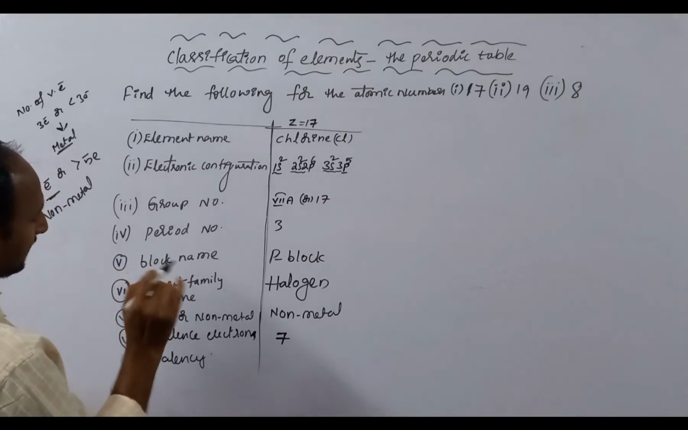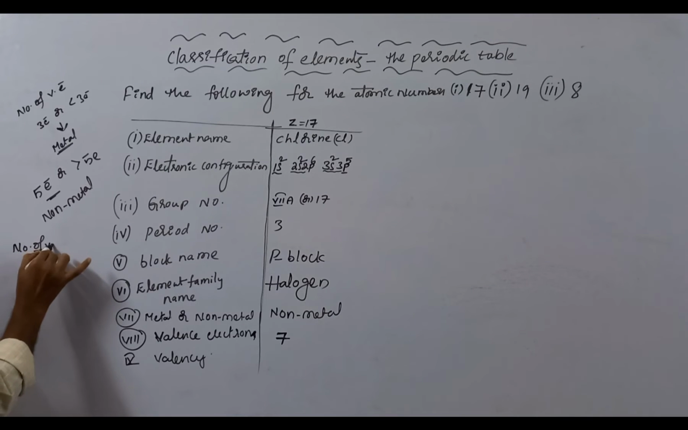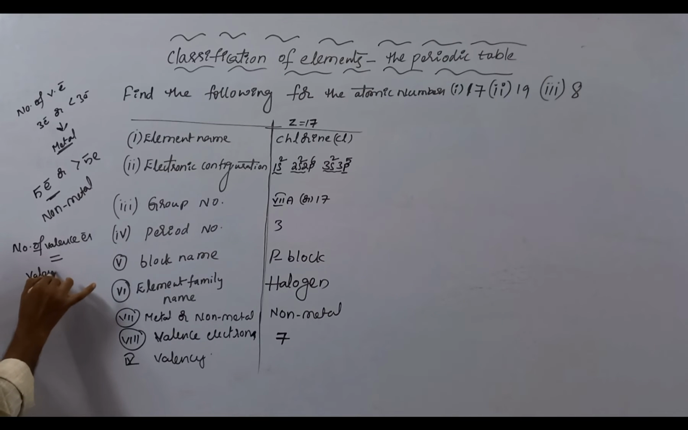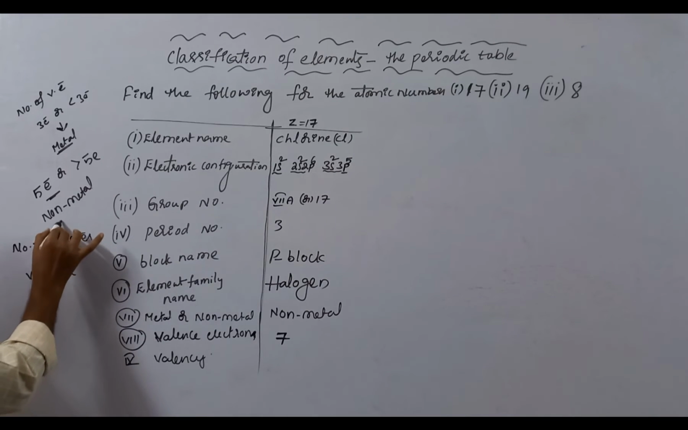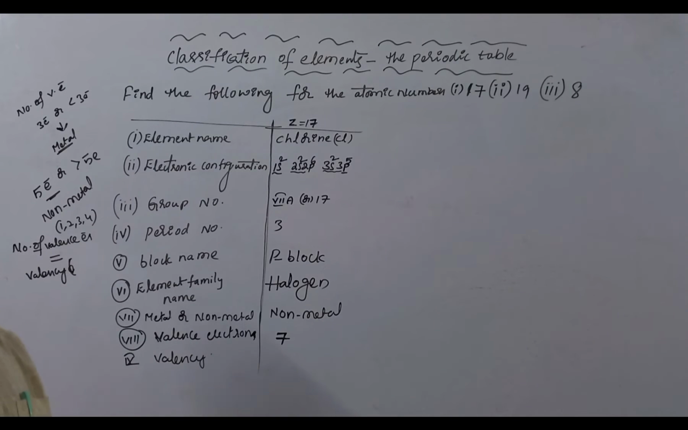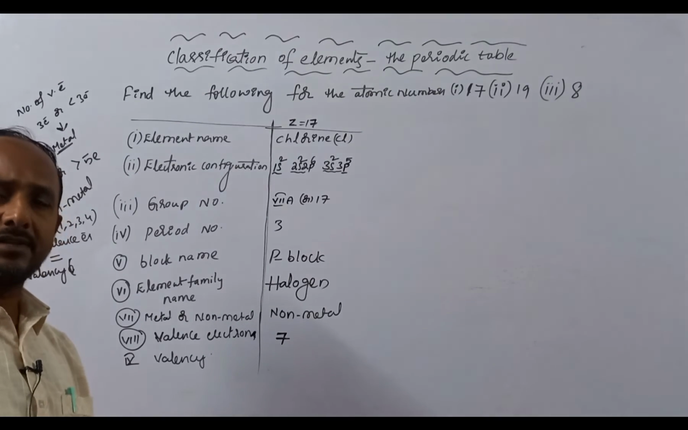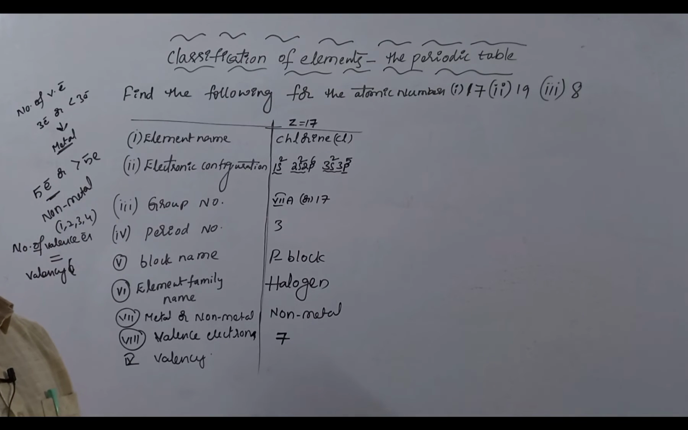Valency. The number of valence electrons equals the valency when the number of valence electrons is 1, 2, 3 or 4. That is, when the number of valence electrons is 1, the valency is 1. When it is 2, the valency is also 2. When it is 3, the valency is also 3. When it is 4, the valency is also 4. So up to 4, this is the condition.